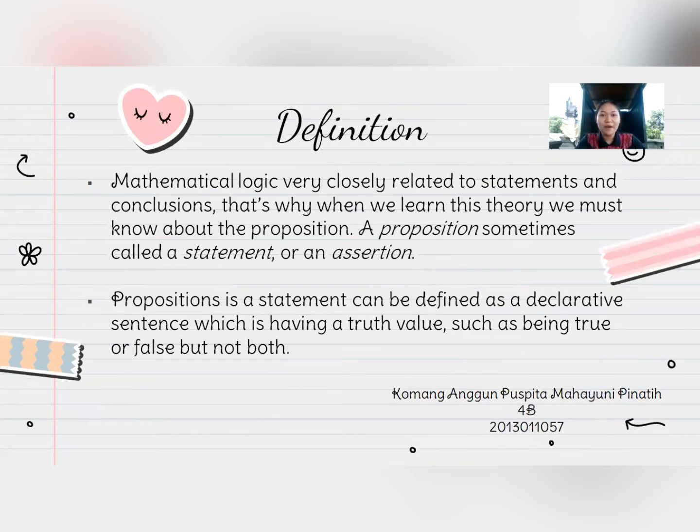First, we should know about the definition. Mathematical logic is very closely related to statements and conclusions. That's why when we learn this theory, we must know about the proposition. A proposition, sometimes called a statement or an assertion, is a declarative sentence which has a truth value, such as being true or false, but not both.